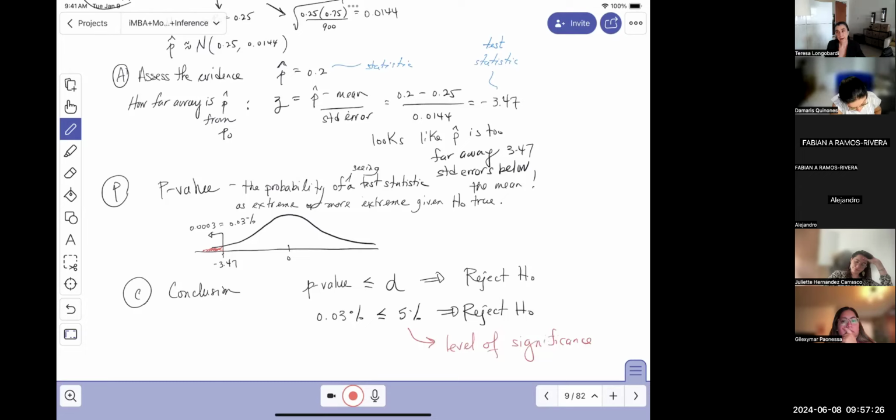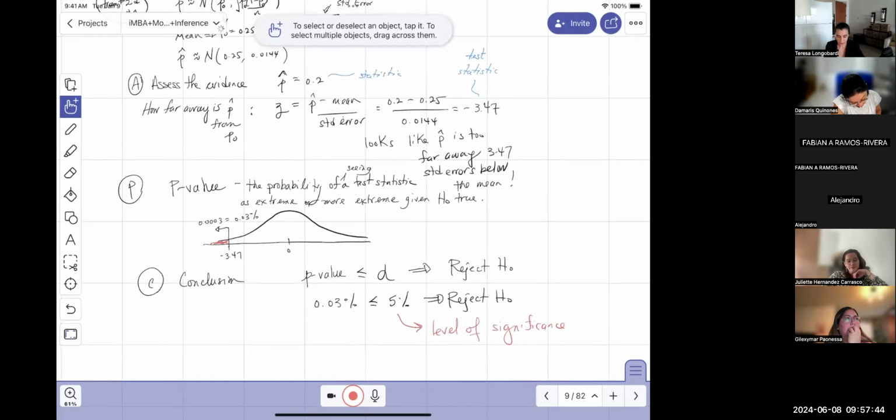If it's smaller than 5% chance and we saw it, we have a problem. We have to reject the hypothesis. The assumption was wrong. So in this case, we reject. And now we have to make a statement. What the heck? How do we conclude all of this?